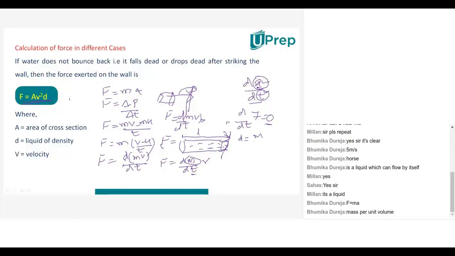Mass by volume. Suppose I want to find out mass, what do I have to write? Mass is equal to density into volume. Now volume means what? Tell me, what is volume? Tell me the general equation for the volume.